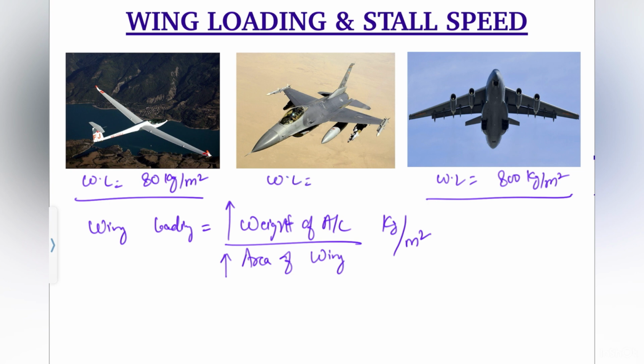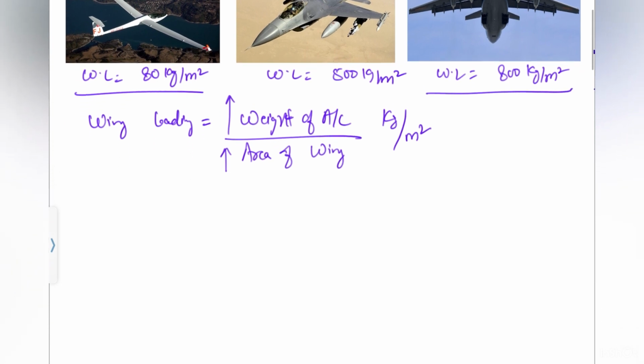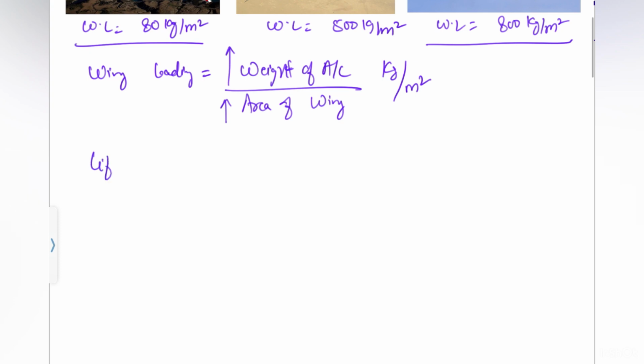A fighter is somewhere in between, around 500 kg per meter square. So this is general information, general gyan. Now coming to the important part, how the stall speed is related to the wing loading. To explain that, let's go to the lift equation.